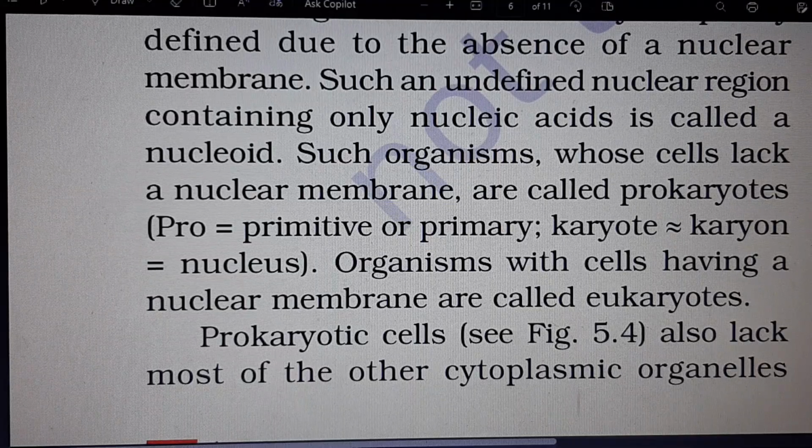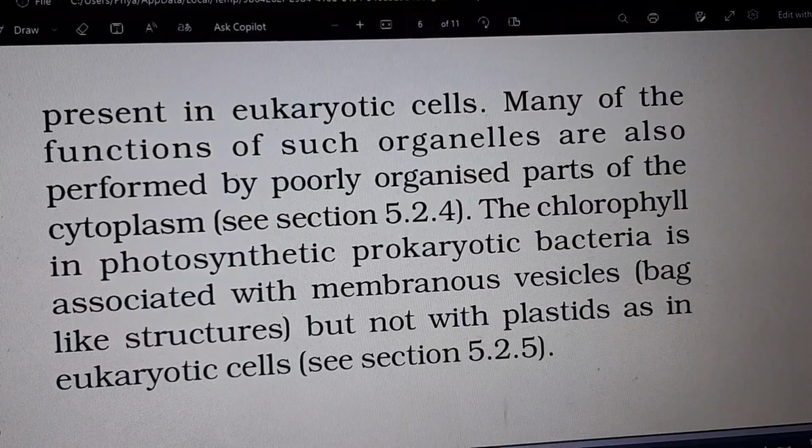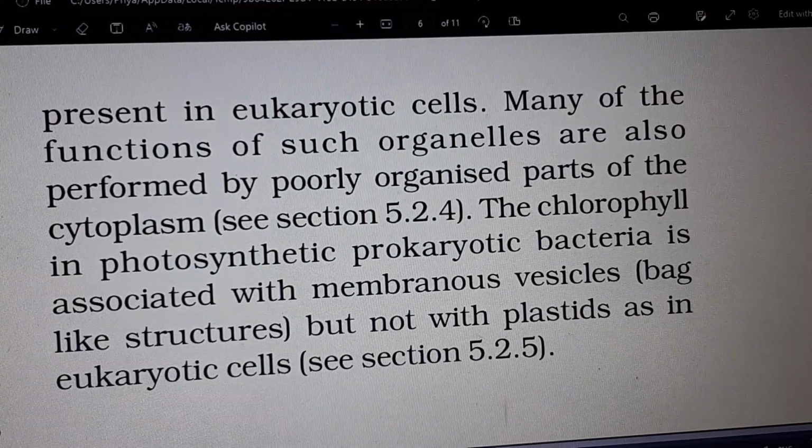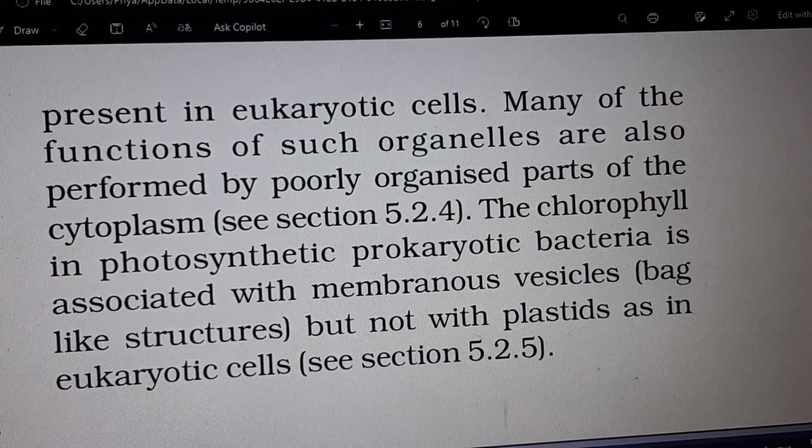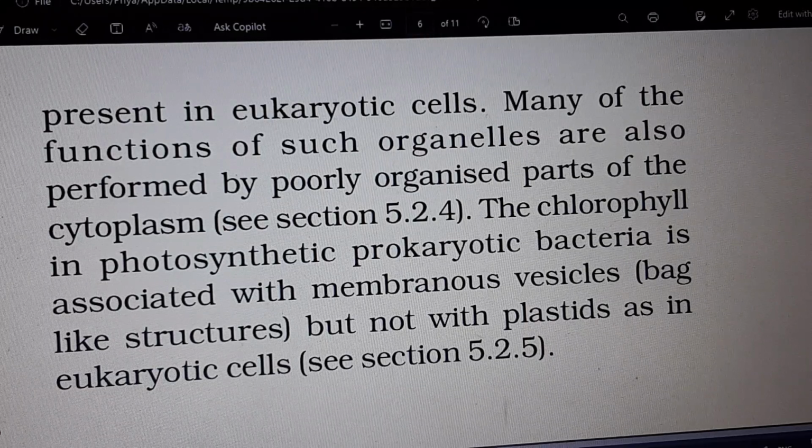Prokaryotic cells also lack most of the other cytoplasmic organelles present in eukaryotic cells. Many of the functions of such organelles are also performed by poorly organized parts of the cytoplasm. The chlorophyll in photosynthetic prokaryotic bacteria is associated with membranous vesicles, bag-like structures, but not with plastids as in eukaryotic cells.